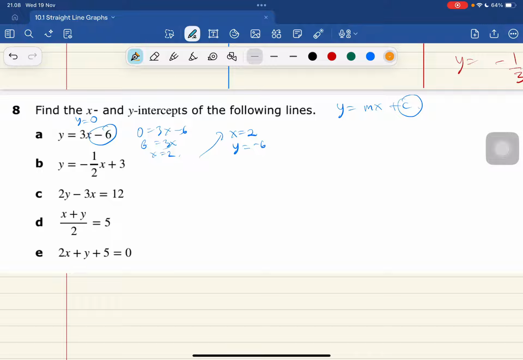Next, okay, make it y equal to 0. So 0 equal to minus 1 over 2x plus 3. So 1 over 2x equal to 3. So x equal to 6. So we got it. X equal to 6. And then y equal to here 3. Y-intercept equal to 3.